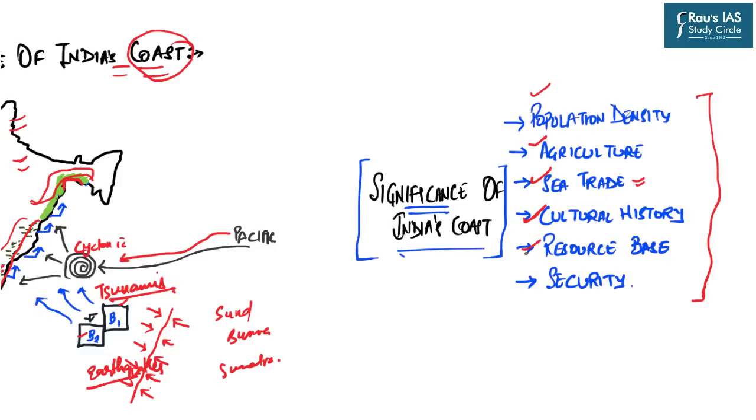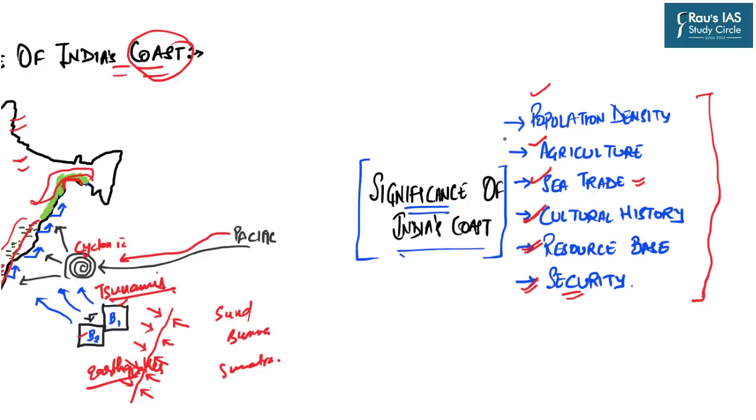Further, these areas are resource rich. For example, the coasts of Kerala have monazite sands which can be very helpful in nuclear projects. And the last dimension associated is security. We all are aware of the Mumbai attacks which took place because of the breach in security on our west coast.